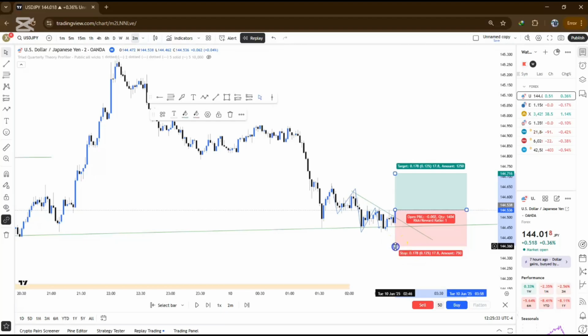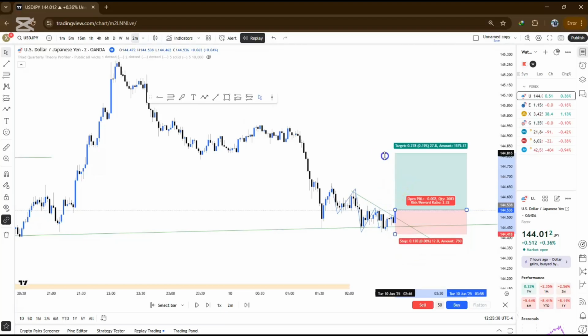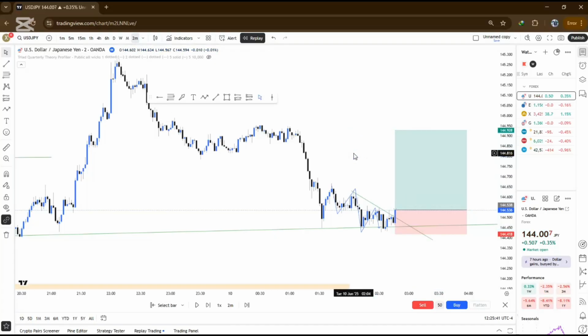With my stop loss below here, I was going for 1. So this is where I was going for, and my break-even level was around this level. So this was where I entered.